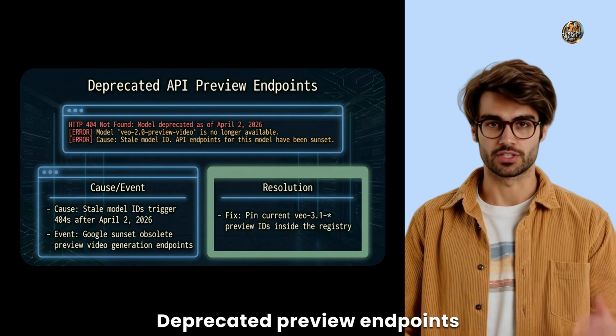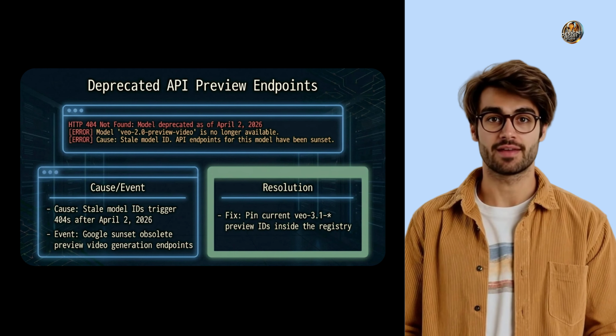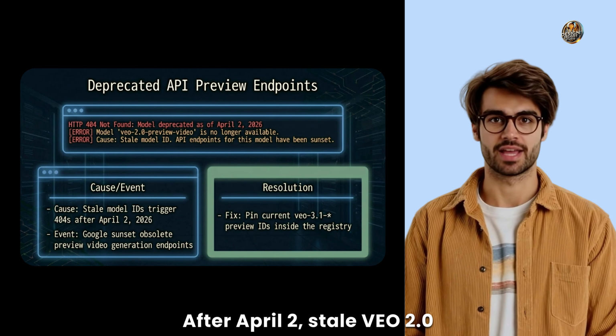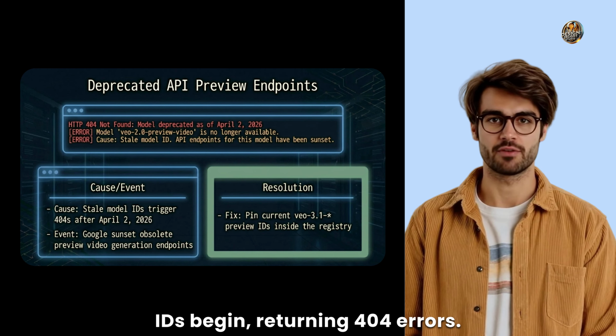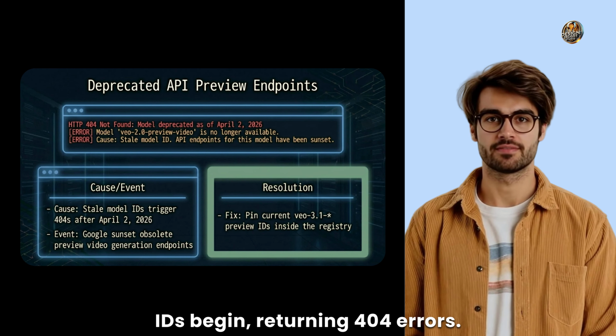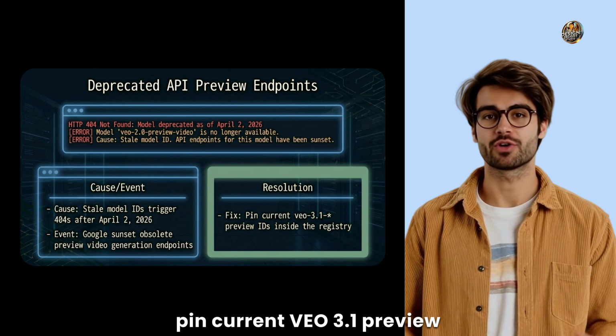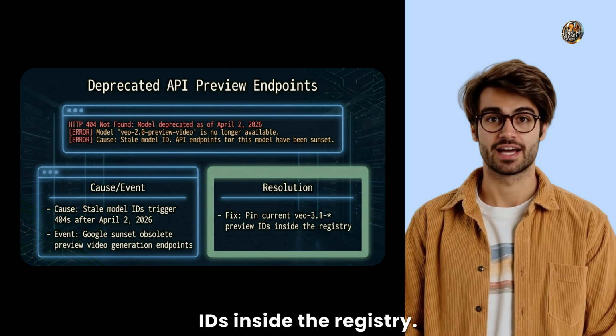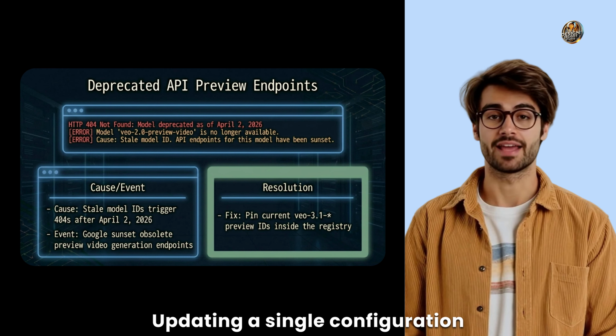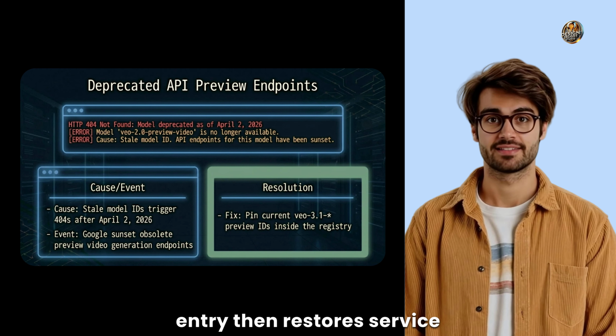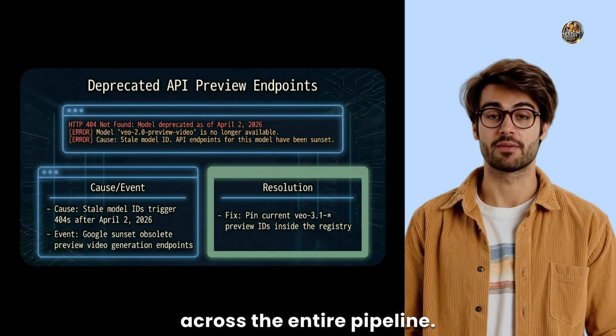Deprecated preview endpoints are a common failure mode. After April 2nd, stale Veo 2.0 IDs begin returning 404 errors. The remedy is architectural. Pin current Veo 3.1 preview IDs inside the registry. Updating a single configuration entry then restores service across the entire pipeline.